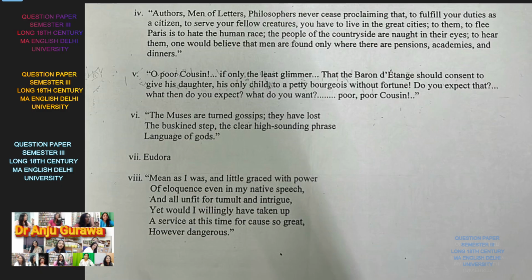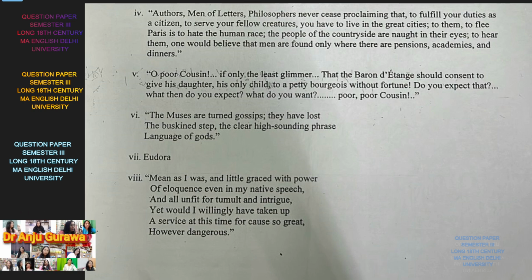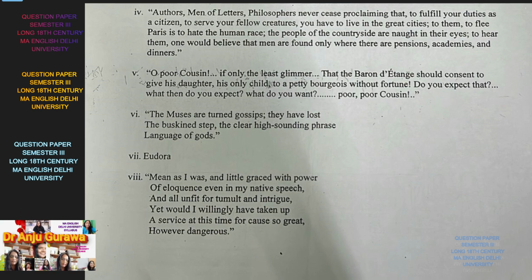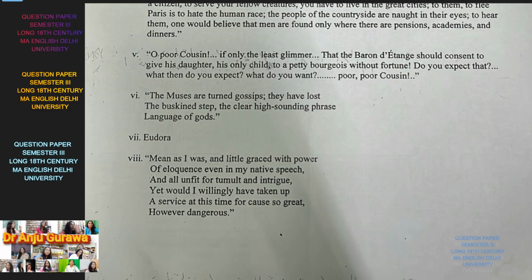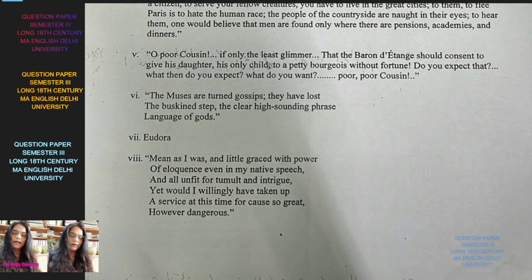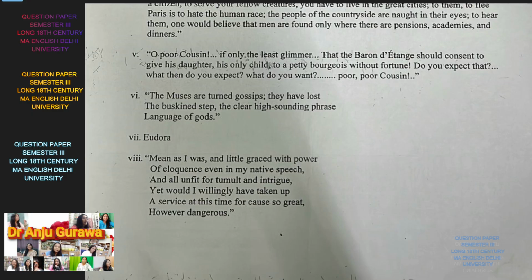The muses are tuned, gossip they have lost. The buskin stab, the clear high sounding phrase, language of the gods. Then Eudora: Weak as I was, and little graced with power of eloquence even in my native speech, and all unfit for tumult and intrigue, yet would I willingly have taken up a service at this time for cost so great, however dangerous.